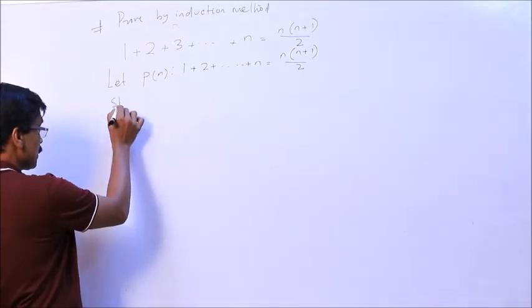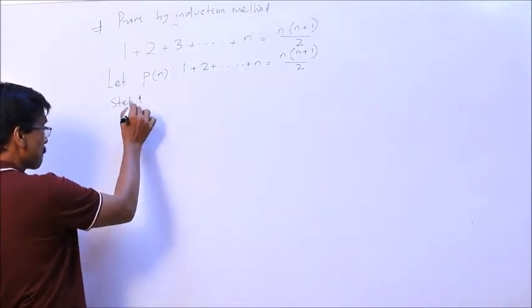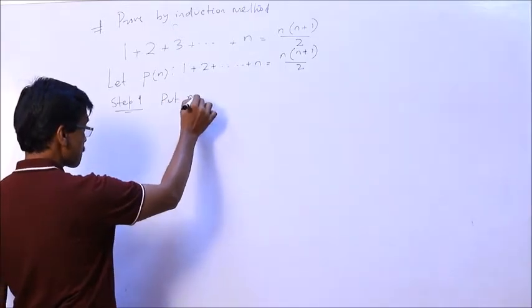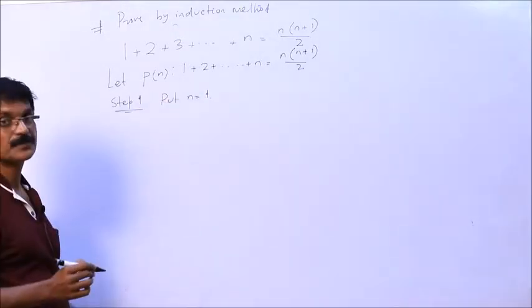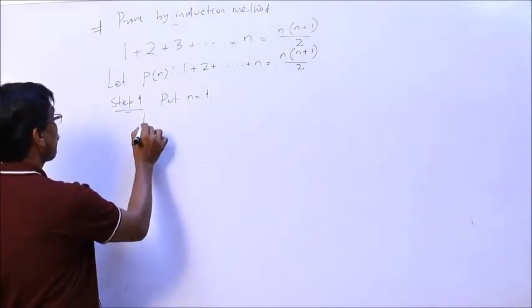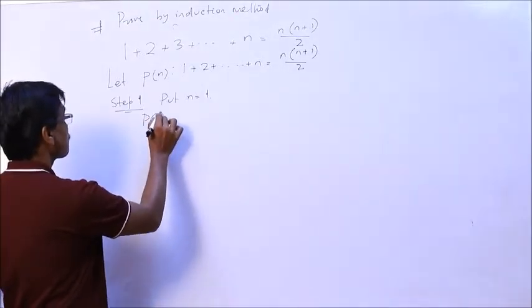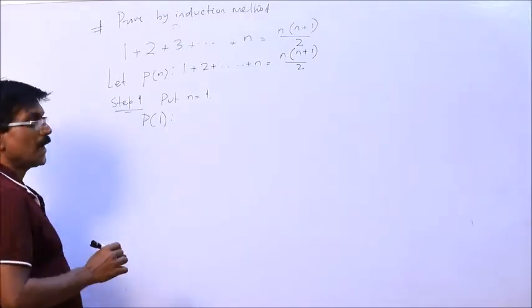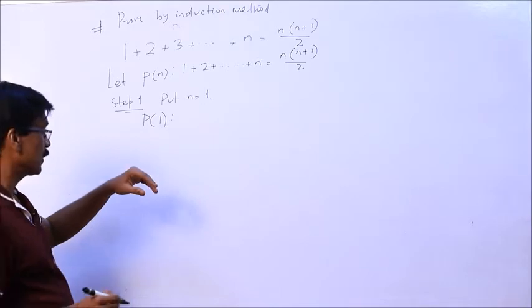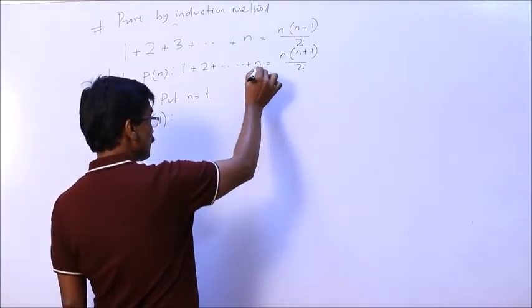First, step 1: put n is equal to 1. So, if you put n is equal to 1, then it is P(1), and the left hand side is, we put n is equal to 1.